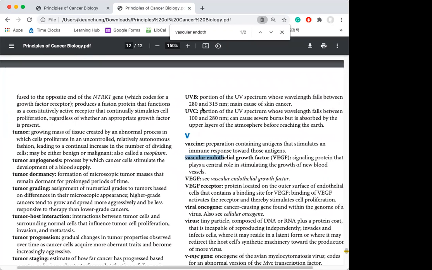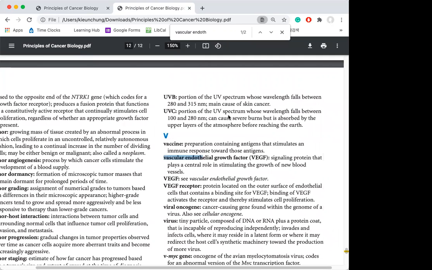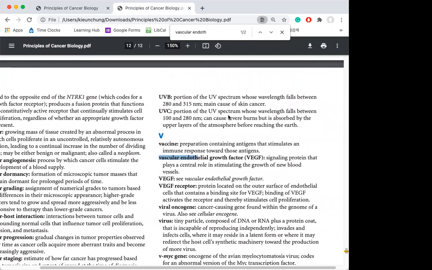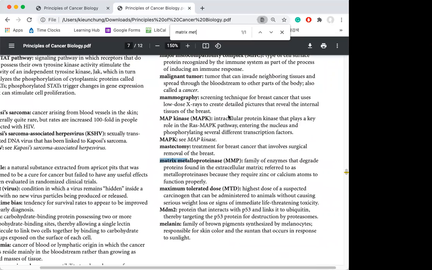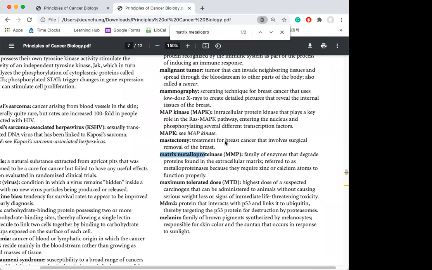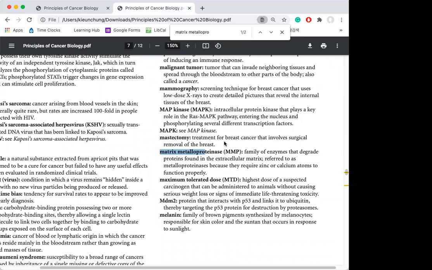Vascular endothelial growth factors, signaling proteins that play a central role in stimulating the growth of new blood vessels. Matrix metalloproteinases, family of enzymes that degrade proteins found in the extracellular matrix, referred to as metalloproteinases because they require zinc or calcium atoms to function properly.